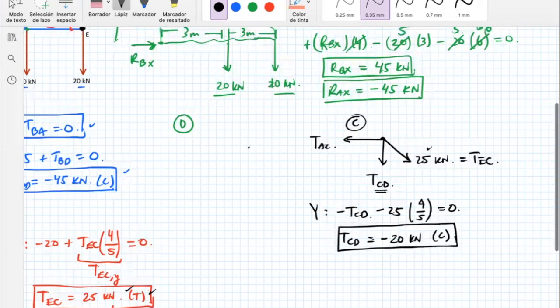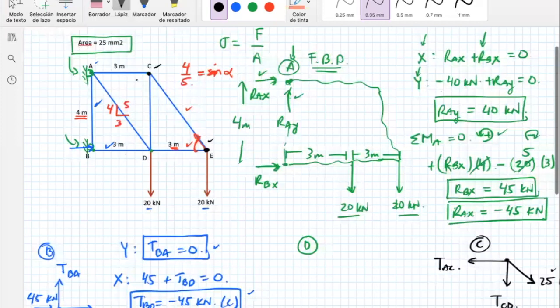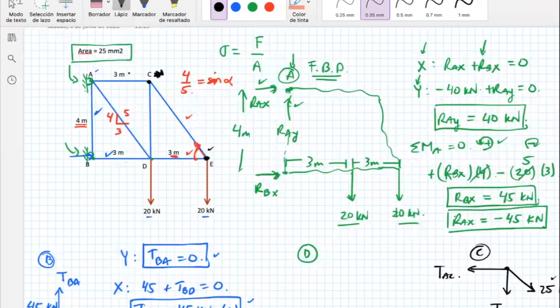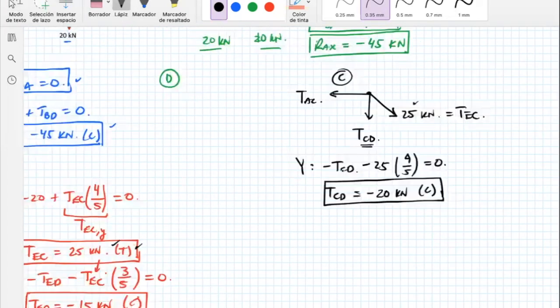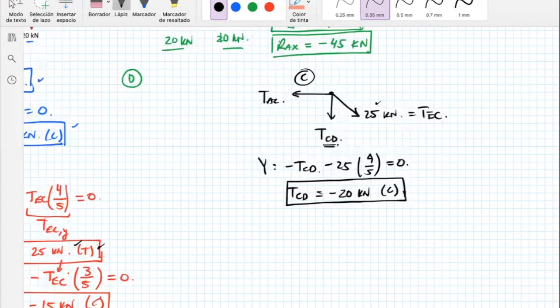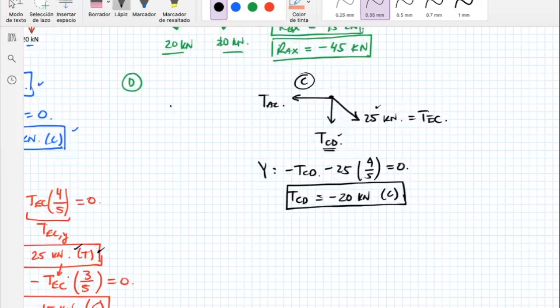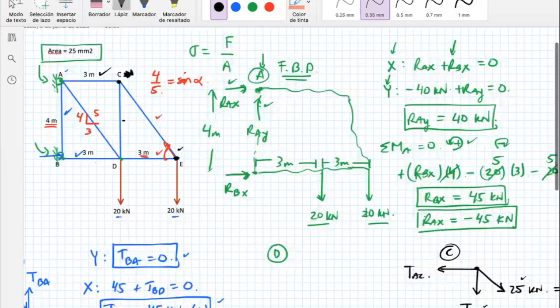Let me erase this one because it can be confusing. I have that part. The only ones that are missing, oh my God, what about this one? I still don't have it. Now, I'm sorry, I just got TCD. So I have this one, but I still don't have this other one.